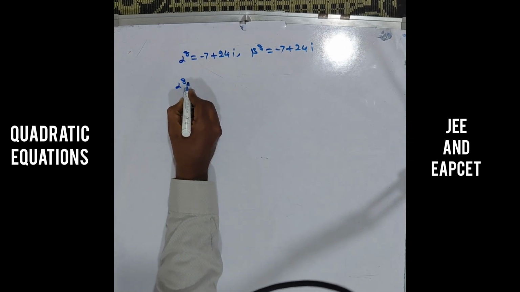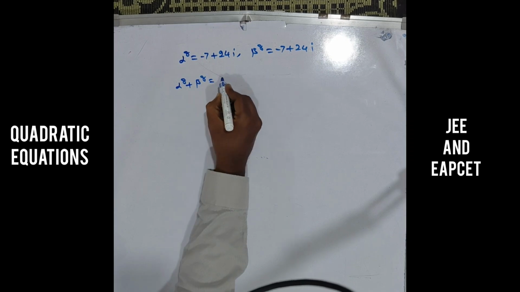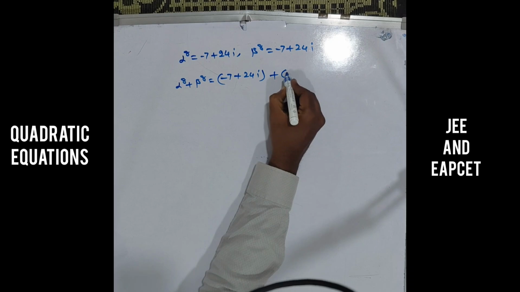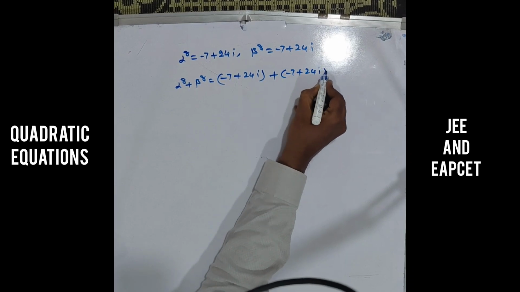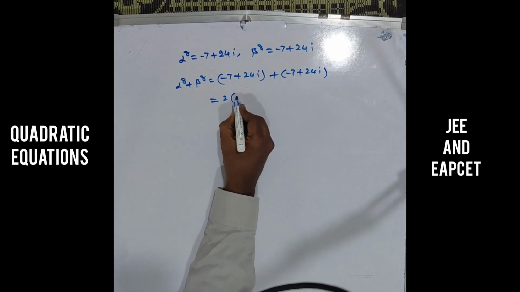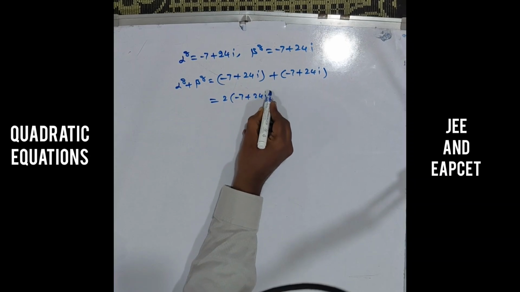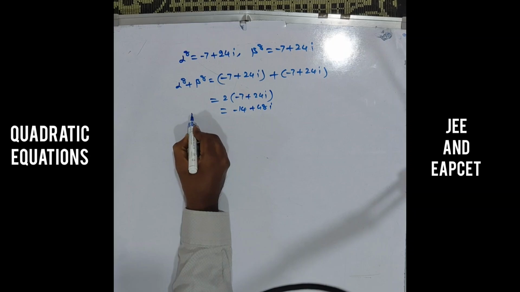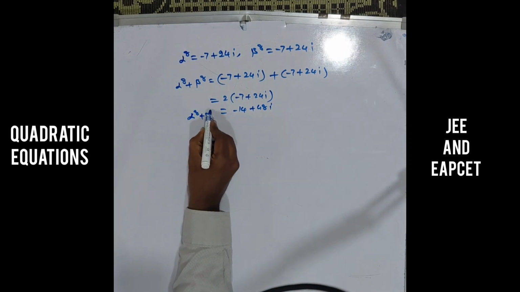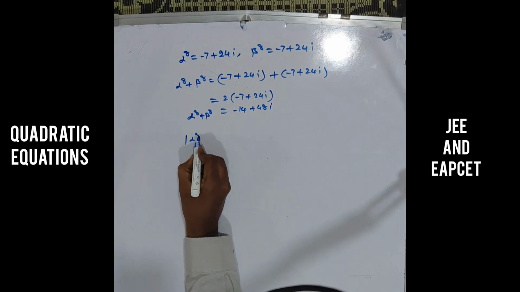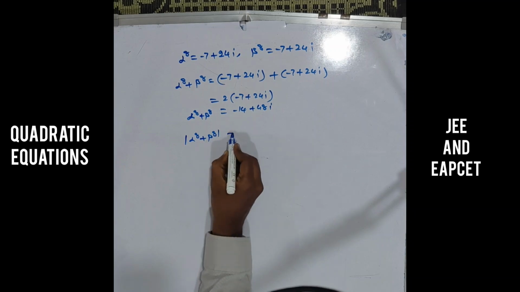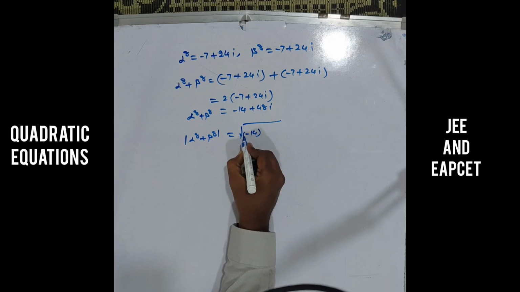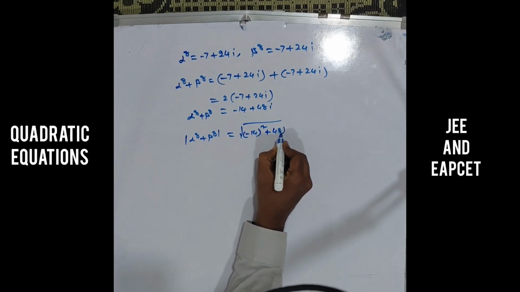Alpha power 8 plus beta power 8 is equal to minus 7 plus 24i plus minus 7 plus 24i. That is 2 times, 2 into minus 7 plus 24i, which is minus 14 plus 48i. The mod of alpha power 8 plus beta power 8 is the root over real part square plus imaginary part square: minus 14 whole square plus 48 whole square.